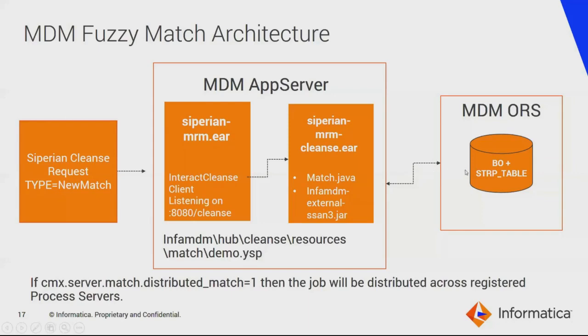And of course, we will be talking to the ORS, which contains our base object and our strip table. We interact mostly with the strip table. We interact with the base object table to flip some indicators to signify that we performed matching on them for the most part, but we mostly interact with the strip table during matching. If we set this cleanse property to 1, distributed match, then we know to distribute the fuzzy match job to the registered process servers.